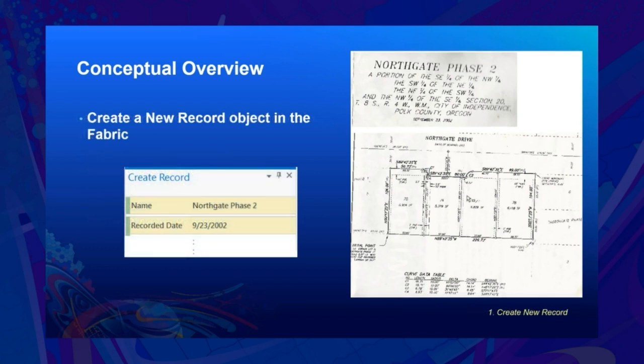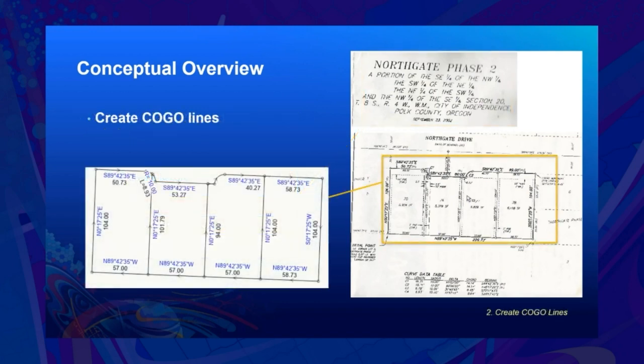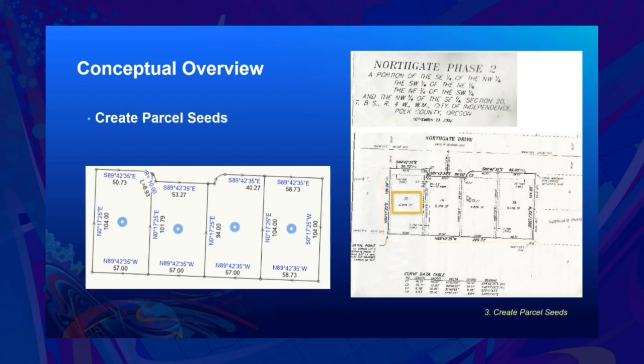When you create a new record object, you're really creating the container that represents the legal document. You'll create a record on the records table. You'll give it a name and the date, a recording date. And then within that record, we'll add the record lines that come off that land records document. And these COGO lines could be created by just manually COGOing them in, or copy-paste from CAD, and other various methods. You then create parcel seeds, and there's a function that we'll look at that looks at closed loops of lines and generates a parcel seed inside those closed loops.